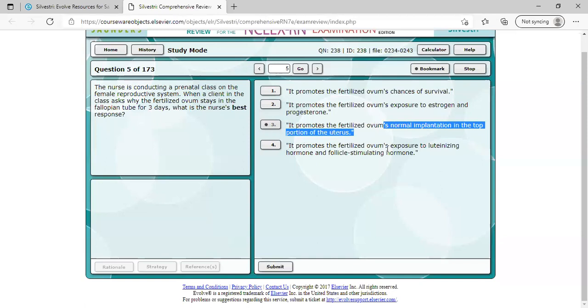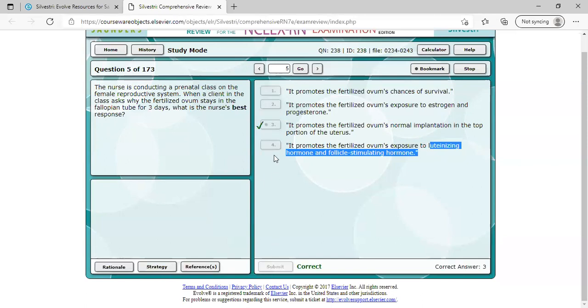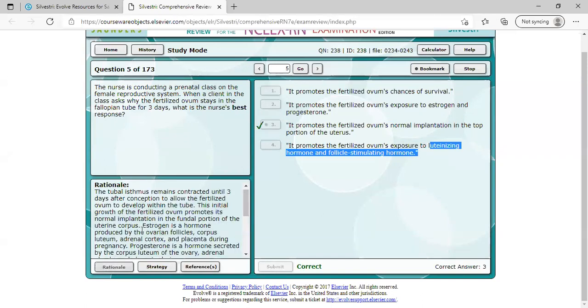It promotes the fertilized ova being exposed to luteinizing hormone. It is not true, right? So why number three? What is the rationale?